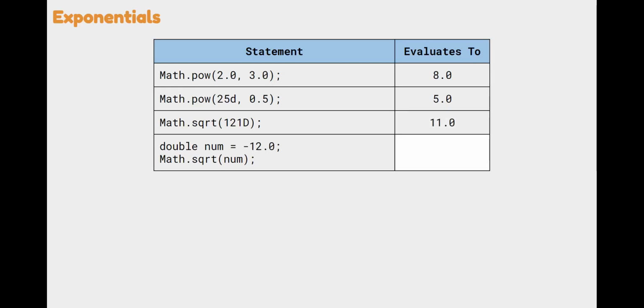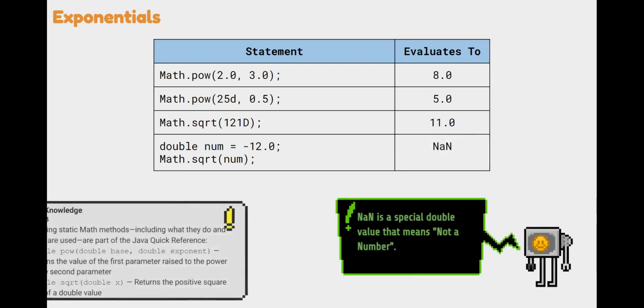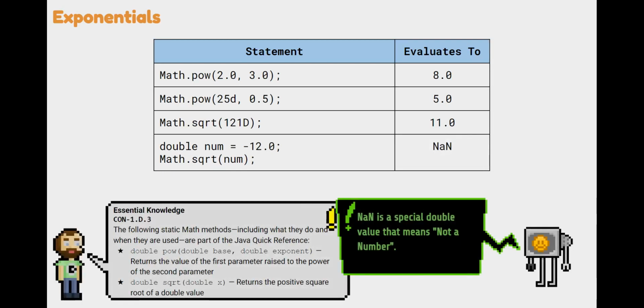In our fourth example, we are passing in a variable to the square root method. num will evaluate to -12.0. The square root of -12.0 evaluates to not a number. Not a number is a special double value in Java.